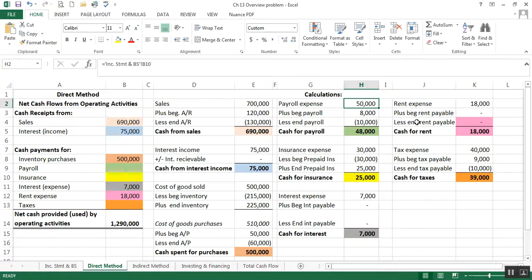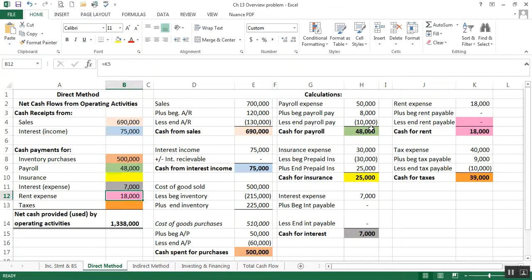At the beginning of the year, we had an account payable or payroll payable of $8,000. Okay, so we can assume that we paid for that during the year. So that's going to increase our cash spent because the expense related to that was incurred last year. And then we need to reduce for our payable at the end of the year because we haven't paid that cash yet, but we incurred that expense. We have to reduce it. So that gives us $48,000. Okay?